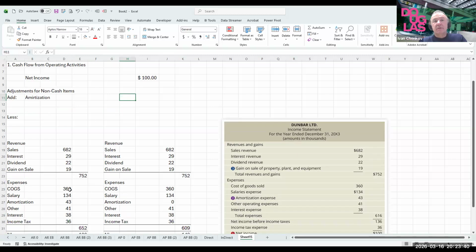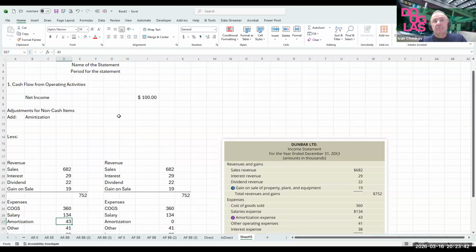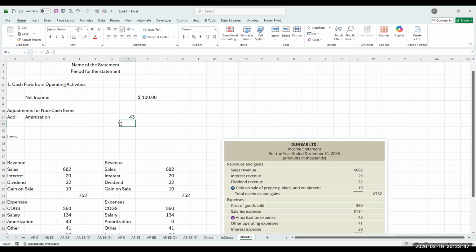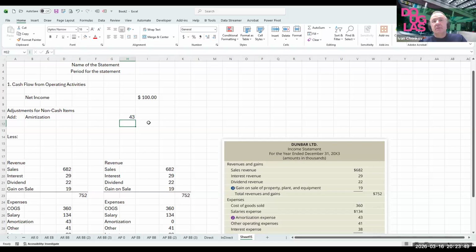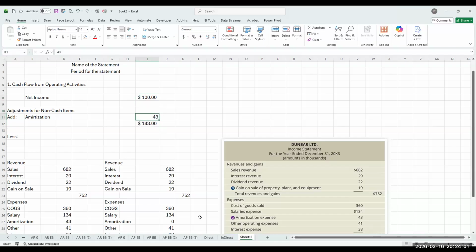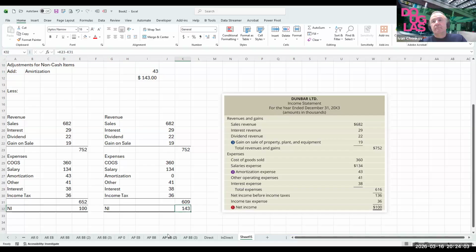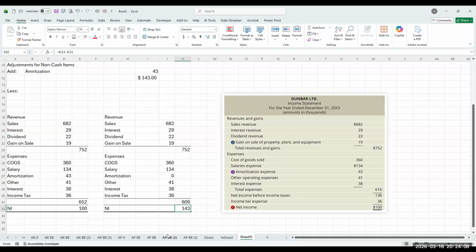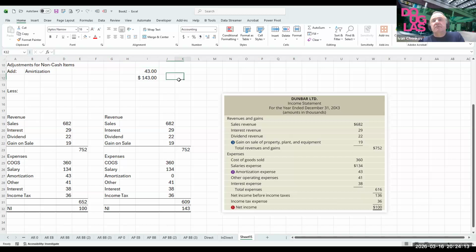How much is my amortization? 43. Are you guys with me? Yes, I'm with you. If I add amortization, what will be my new calculation here? 143. Is that what I'm chasing? Yes. There you go, the cash. You added amortization. Does that make sense now?